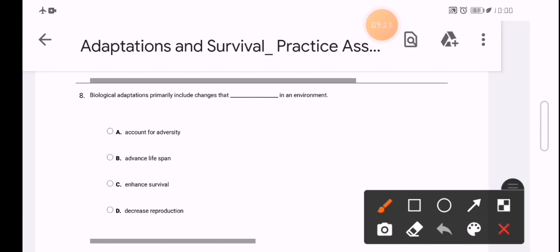Advanced lifespan: advanced means to make it developed, so we can't change our ages suddenly to make them advanced or increased. Enhance survival: enhance means to improve the survival, it will be the correct answer, but you have to complete to make sure that no one else can be the answer. Decrease reproduction: for sure adaptation doesn't help us decrease our numbers. Okay.